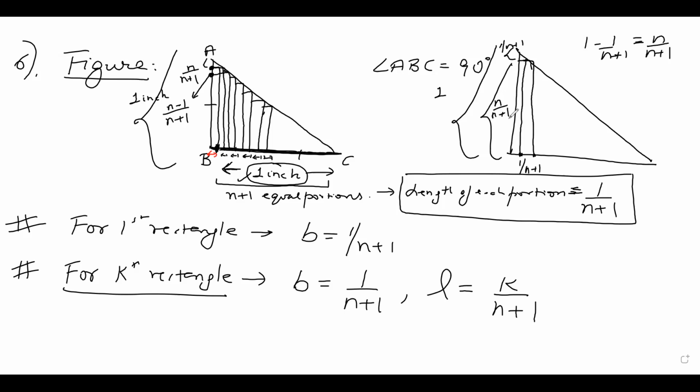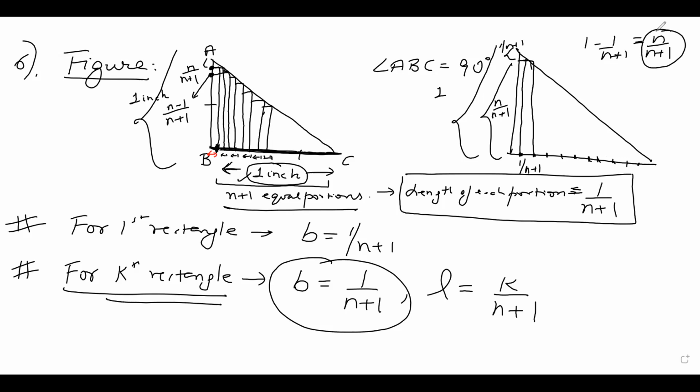And similarly, I am going till the kth rectangle. So in general, for the kth rectangle, it will have the same breadth, because every time my breadth is nothing but 1 upon n plus 1, because I am breaking down the horizontal part into n plus 1 equal portions. But the height is dropping every time. Initially the height was 1, and now it's n upon n plus 1.